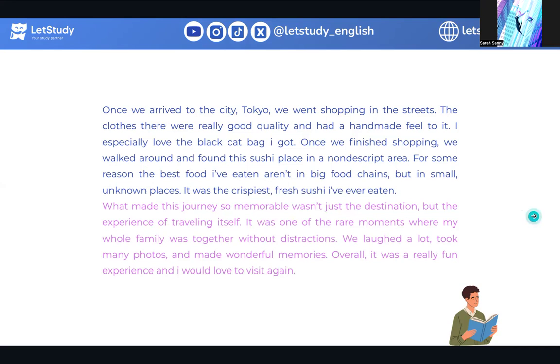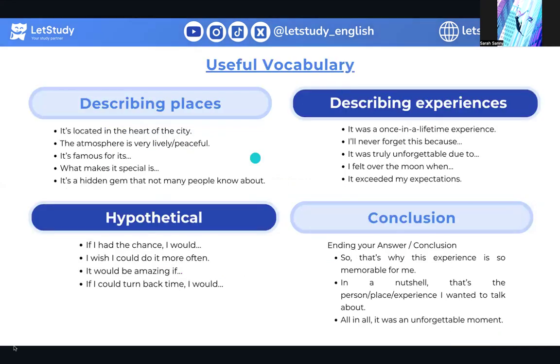Nah, ke slide berikutnya. Now, this is the useful vocabulary that you guys can use. Ingat, kalian gak boleh hafal, kalian harus benar mengerti kenapa kita menggunakan vocabulary ini. Oke? Oke. Biasanya kan it's very common for examiners to ask about places, experiences, hypothetical situations, and conclusion. The describing places can be like, oh, this place is famous for its, blah, blah, blah. What makes it special is, why do you like it?